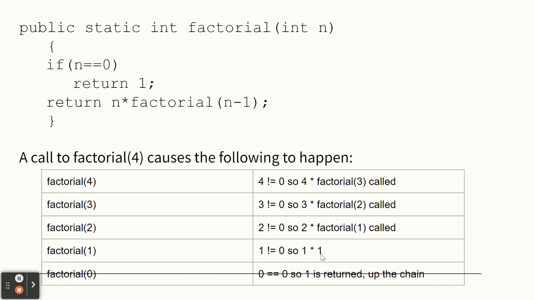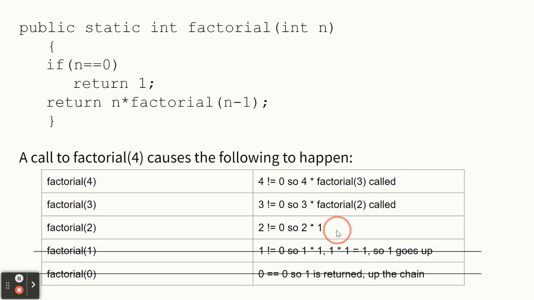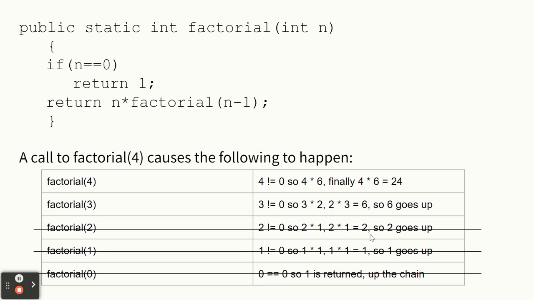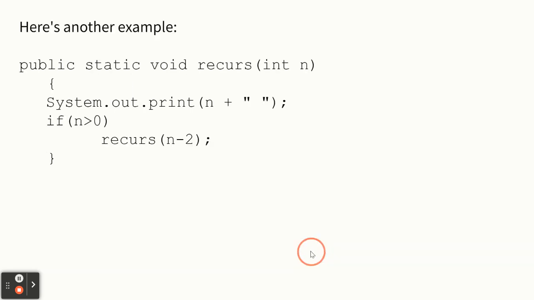So we're basically doing 1 times 1. And then that goes up here, and we're doing 2 times 1. And then that goes up here, and it's a 3 times 2. So 6 goes up to here. Anyway, it's kind of complicated.